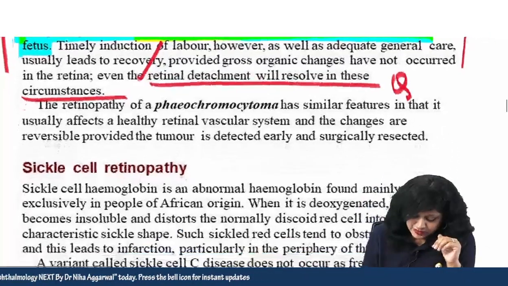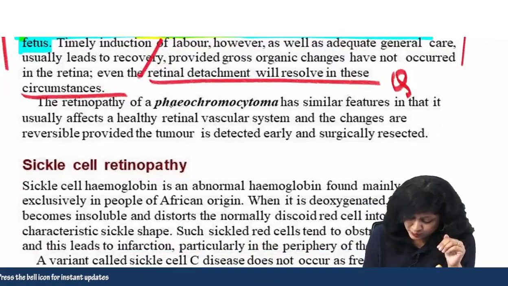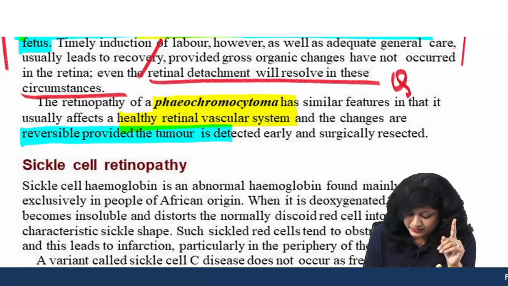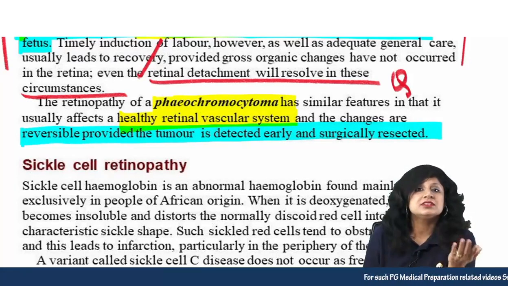Now the retinopathy of pheochromocytoma has similar features and usually affects a healthy retinal vascular system, and the changes are reversible. Again, an important thing: the changes are reversible provided the tumor is detected early and you surgically resect it.